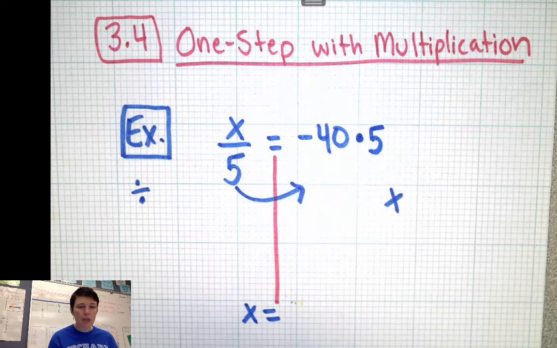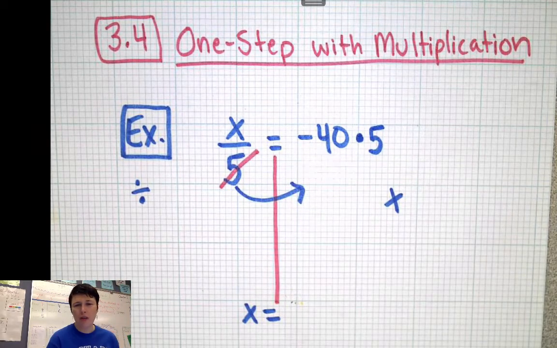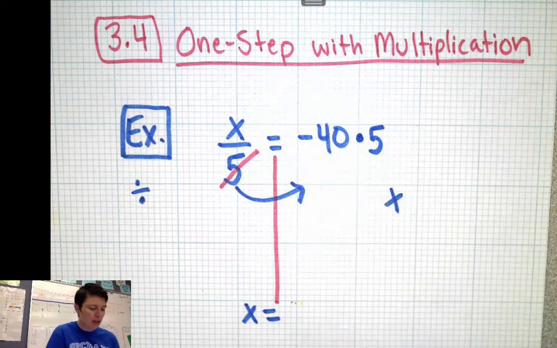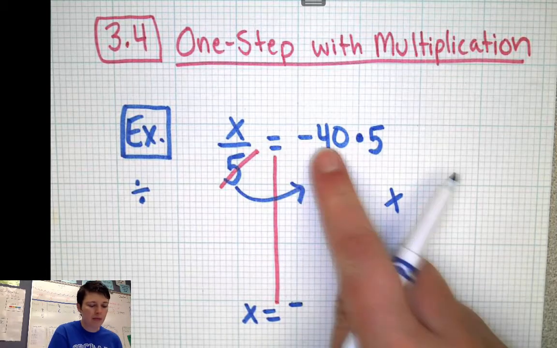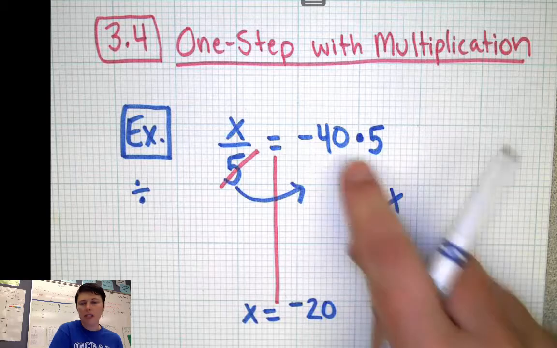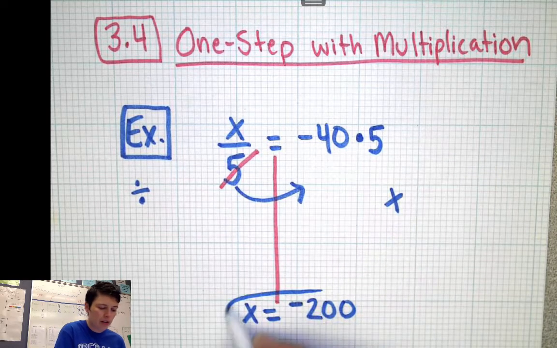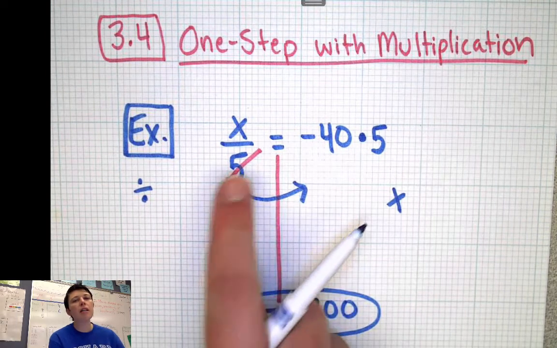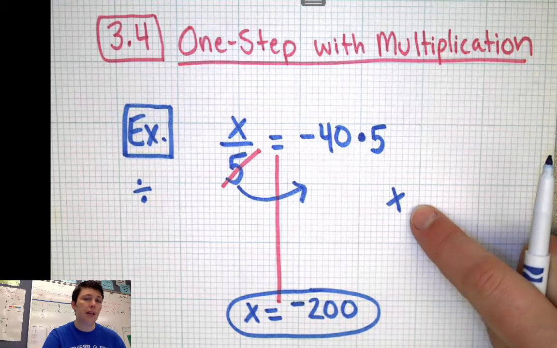And by doing so, what that does is it gets rid of the 5. It's gone. Now I just have to figure out what -40 times 5 is. Well, a negative and a positive don't match up, so I know my answer is going to be negative. I know that 4 times 5 is 20. And because of the extra 0 in the 40, I'll add a 0, and my answer is -200. There it is. So when I see fractions, my algebra mind says division. Every time I see a fraction, I think divide. And to undo the division process, I'm going to multiply to the other side.